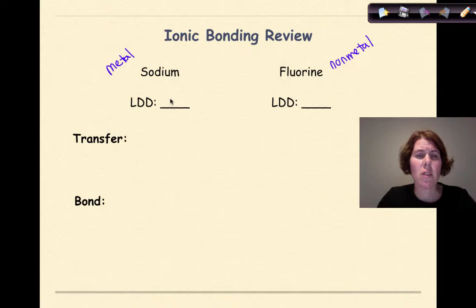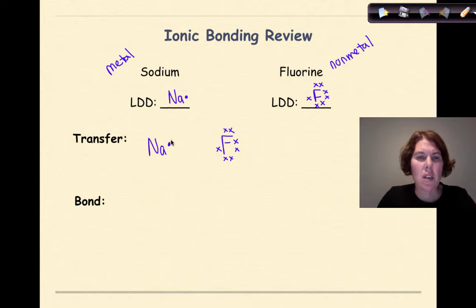For sodium, the symbol is Na and it has one dot. For fluorine, the symbol is F and it has 7 dots: 1, 2, 3, 4, 5, 6, 7, in no particular order. The next thing I need to do is show the transfer, that the metal is giving up the electrons and the nonmetal is accepting the electrons. So I have sodium with its 1 valence electron and fluorine with its 7.